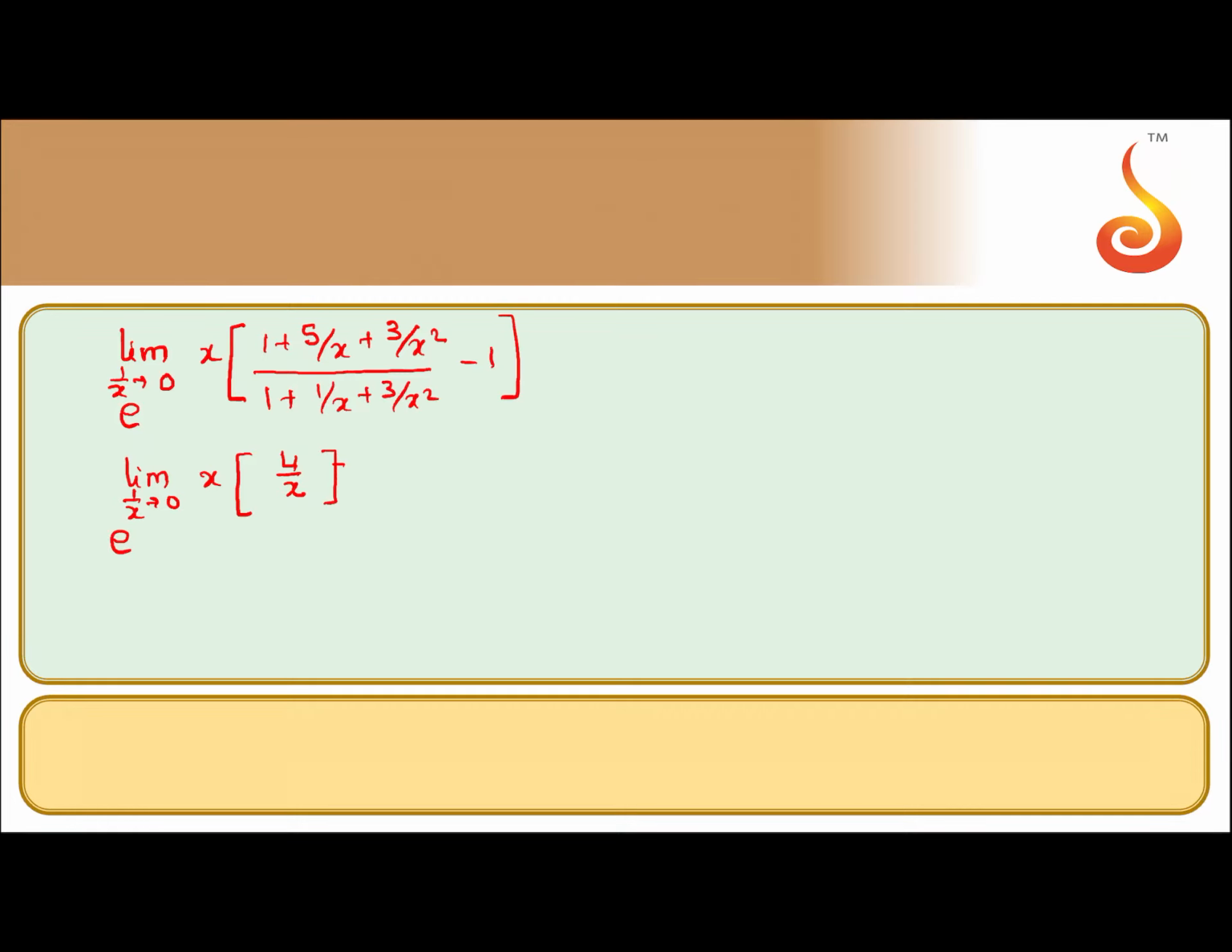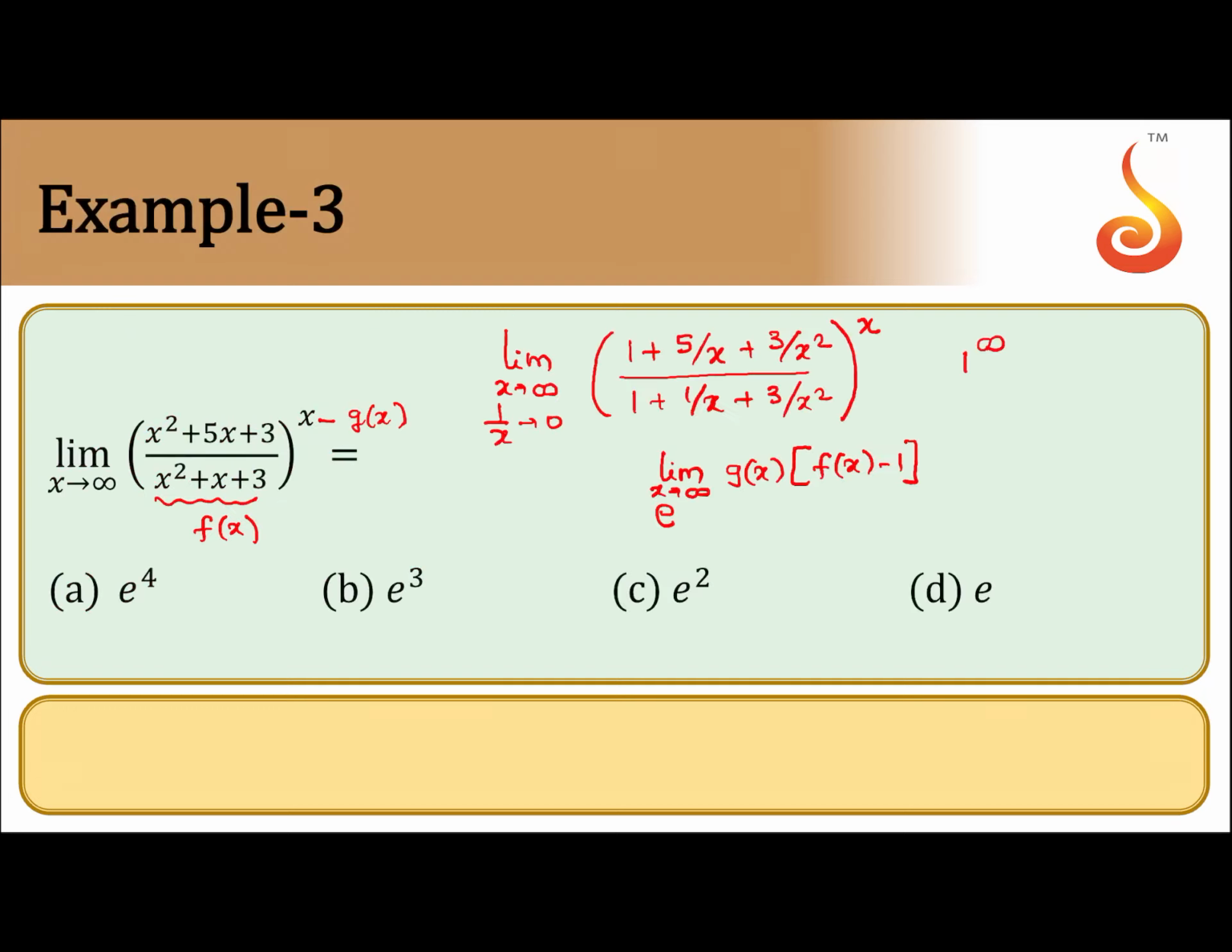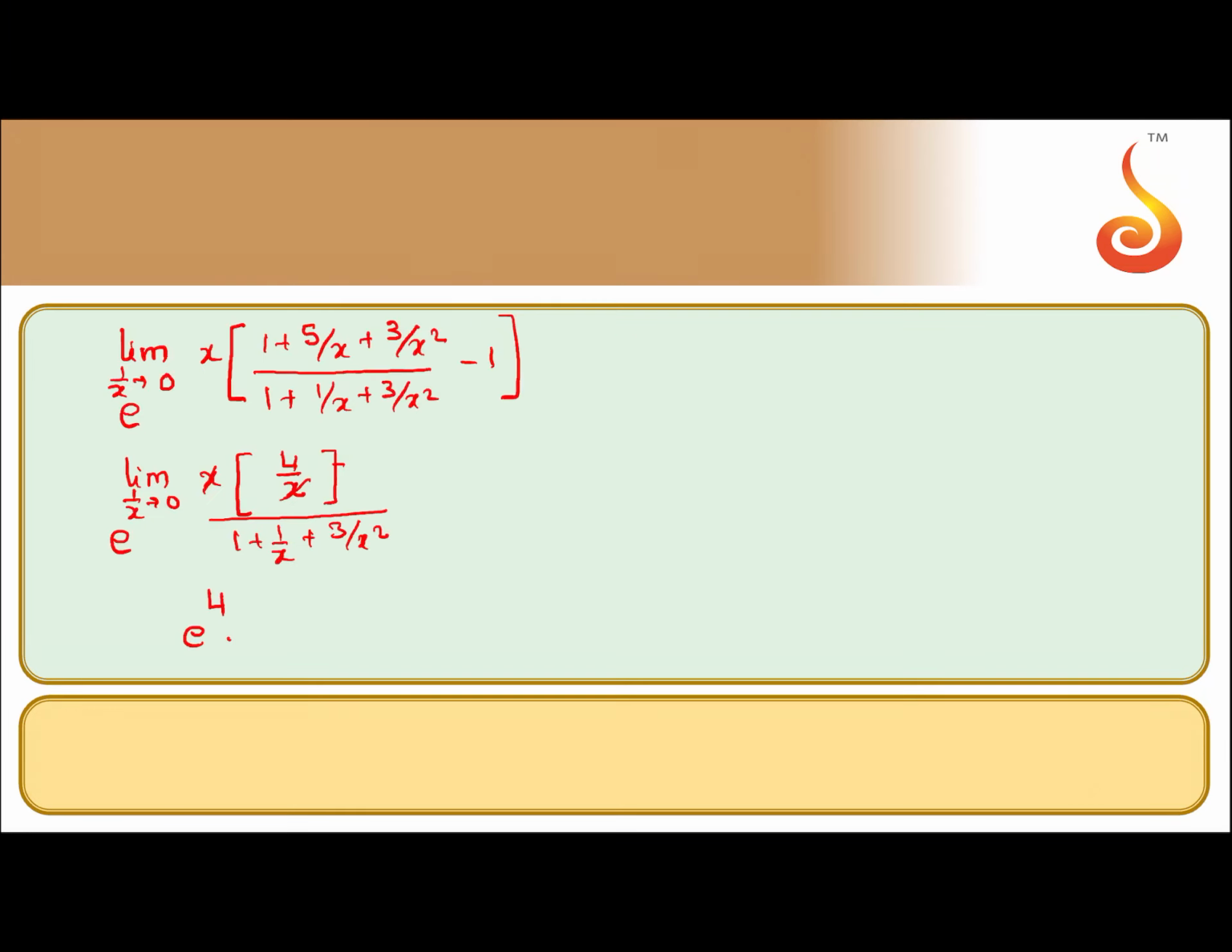that's all. The remaining part will become 0, divided by 1 plus 1 by x plus 3 by x square. x and x will cancel. We get e to the power 4. If you observe, option A.